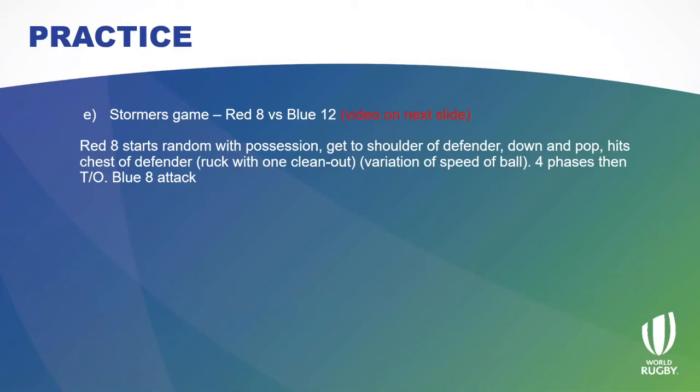The variation here is if the attacker gets to the shoulder of the defender, he can go on the ground and pop. If he goes into his chest, then he's got to go down and clean out the ball. And then as soon as they have 4 phases and haven't scored a try, the ball goes straight to the blue side and then they attack. And what you're practicing here is reacting to the speed of the ball, reacting to the space in front of you. It's a great game for unstructured practice.